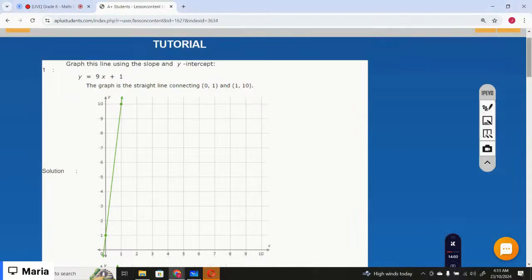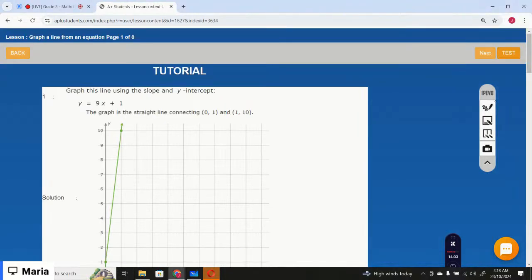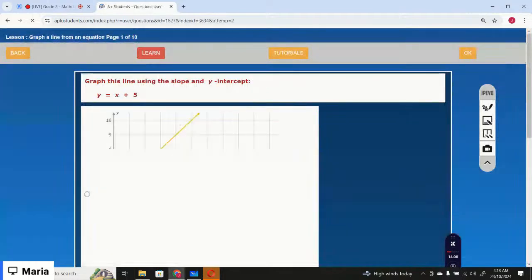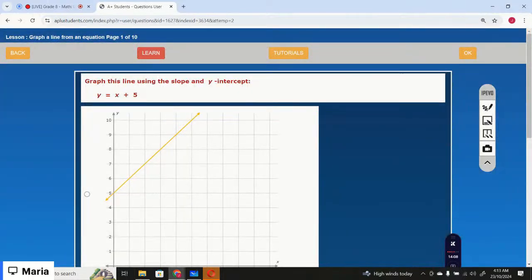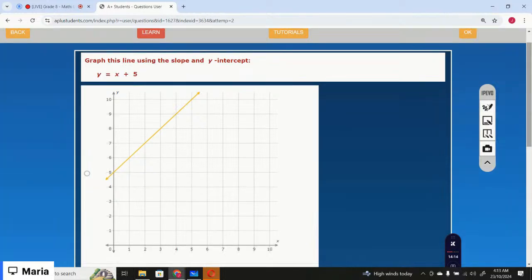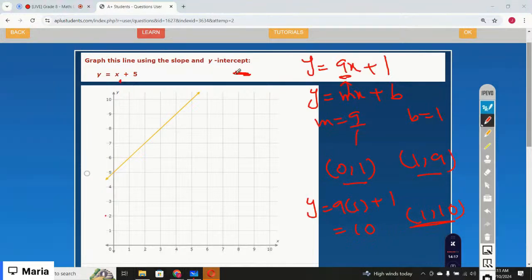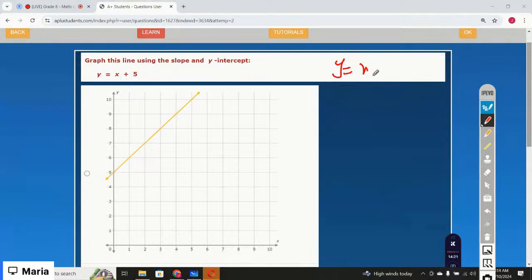Okay, let's just start with the test questions. Graph the line using the slope and the y-intercept. So the equation is y equals x plus 5. Given the y-intercept is 5. y equals x plus 5. That is the y-intercept. So x is 0, y is 5, right?